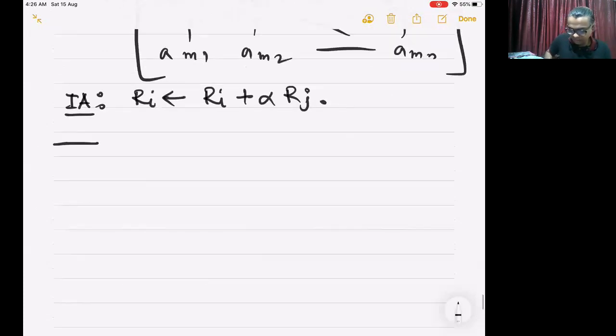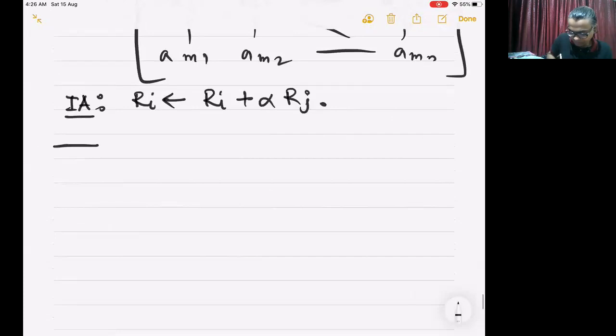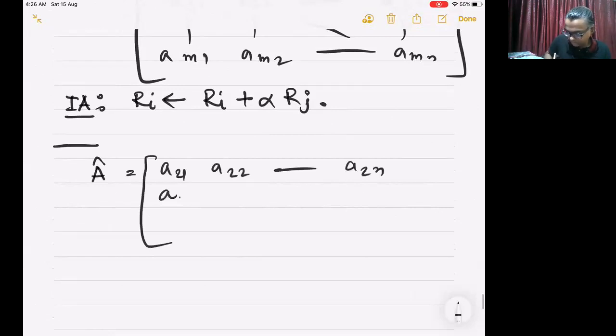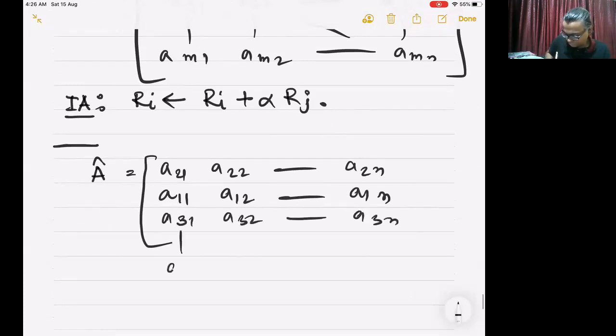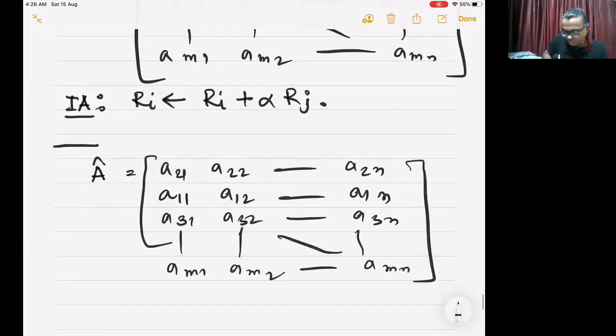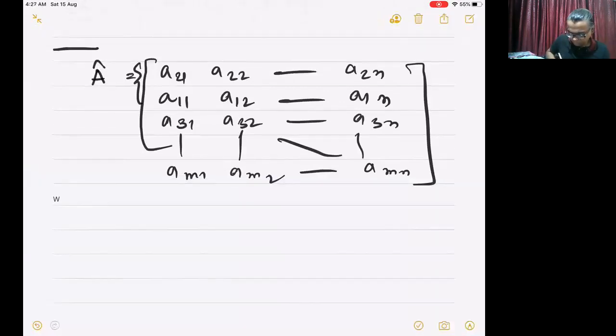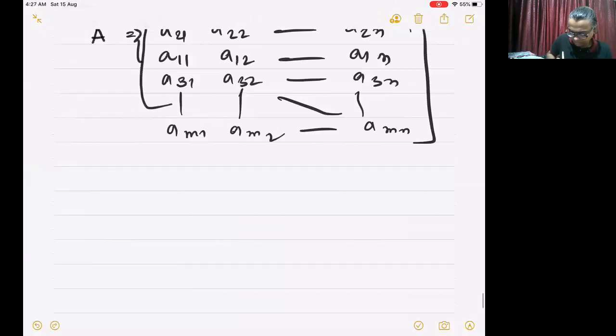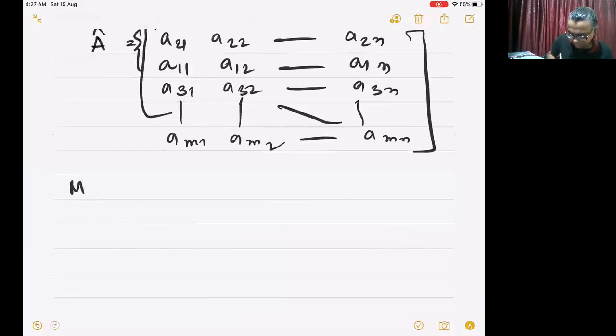So suppose I am saying that A hat is as follows: A21, A22, dot, dot, dot, up to A2n, and this is A11, A12, dot, dot, dot, up to A1n. Everything else remains the same: A31, A32, up to A3n, and so on, AM1, AM2, and everything else remains the same. Only these two have been interchanged. These two have been permuted. How do I get this from A? What should M be in that case?